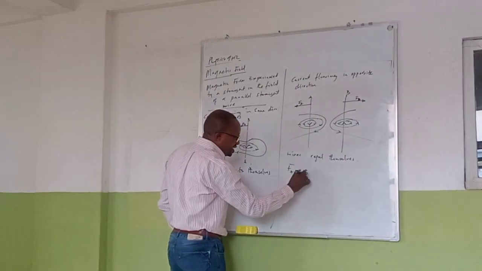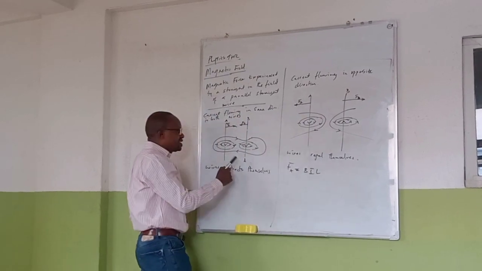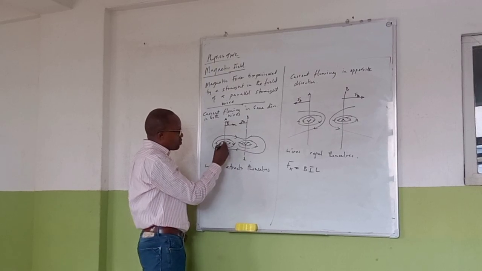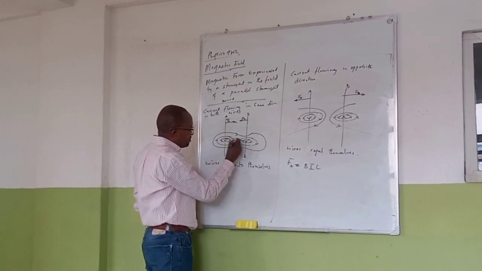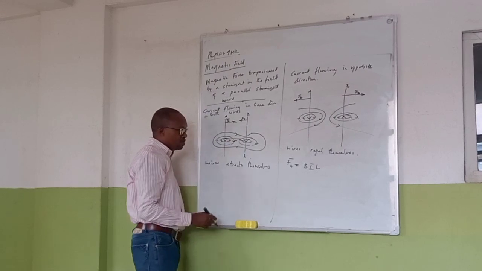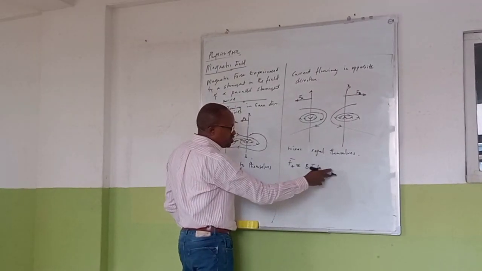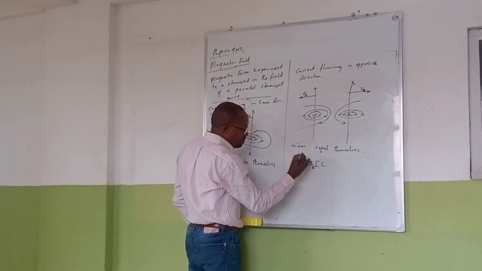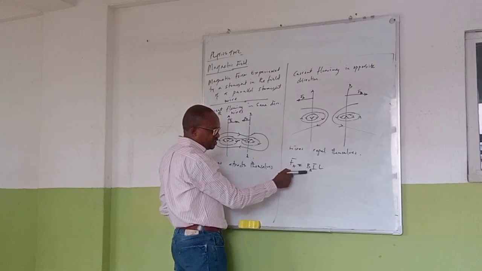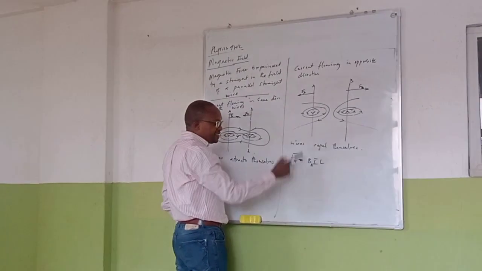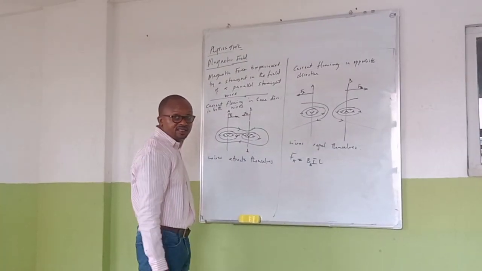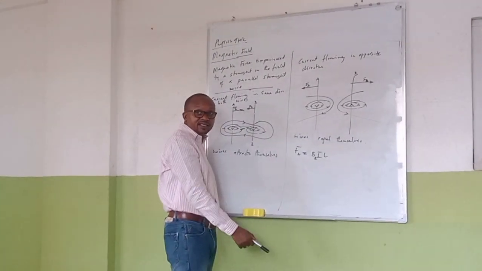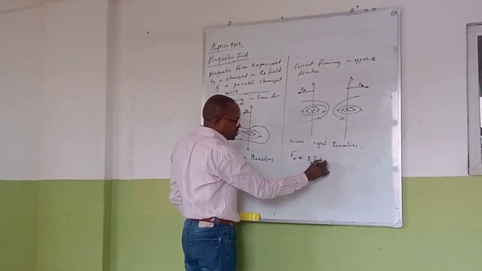Yes, BIL sin theta. What is theta here? Theta is 90, so I don't need to put sin theta. So the magnetic force experienced by wire A is due to the field of wire B. The current in which of the wires? The current in wire A and the length of wire A.